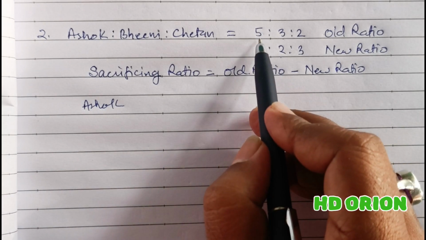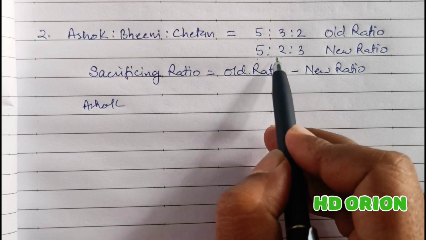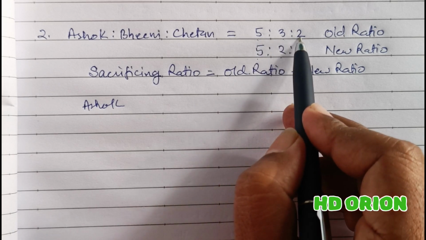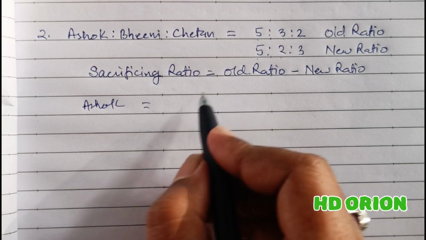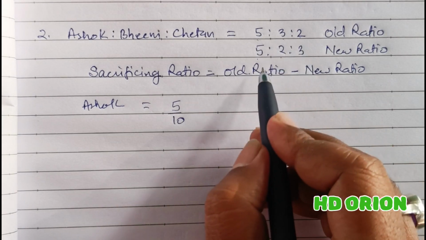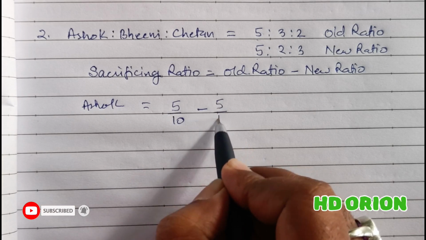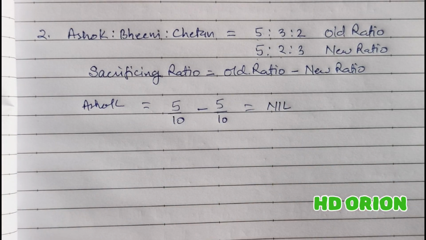Ashok, it is very clear that earlier also out of 10 Ashok was getting 5. Now also out of 10 Ashok is getting 5. How out of 10? 5 plus 3 plus 2 is 10. Fine. So for Ashok, old ratio is 5 by 10. Now in the new ratio also it is 5 by 10. So due to change in ratio, Ashok's share has not changed.